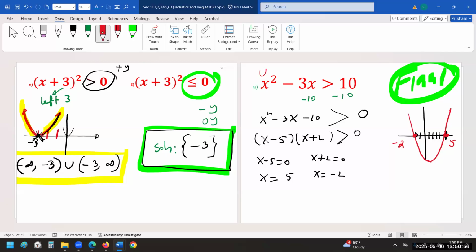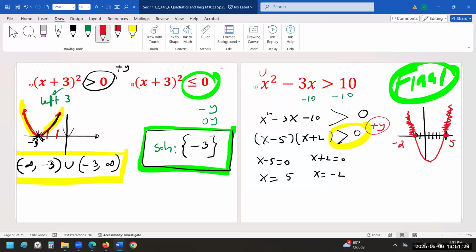This one will be in the exam. Now let's see what you're looking for. Greater than 0 strictly, right? Positive y. So which portion of your parabola gives us positive y? Do you see positive y here? Do you see positive y here? Do you see positive y in the middle?